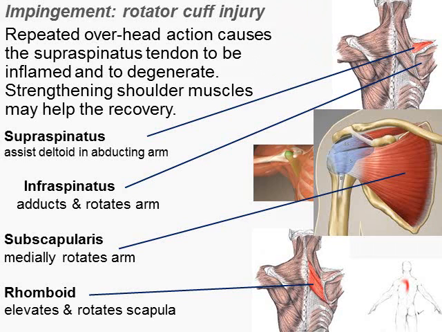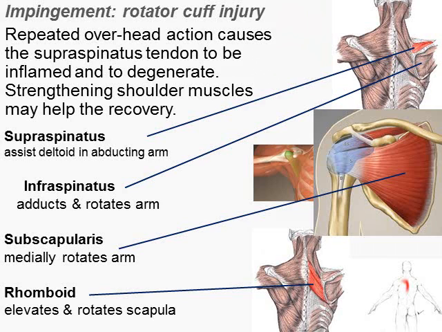Supraspinatus. Supra meaning it's above, it's the top part of the scapula. It's going to assist in abducting the arm, so it's going to pull the arm outwards, away from the midline. Infraspinatus, which is the lower part of the scapula, is going to adduct and rotate the arm, so that does the opposite action somewhat. It's going to bring the arm towards the midline.